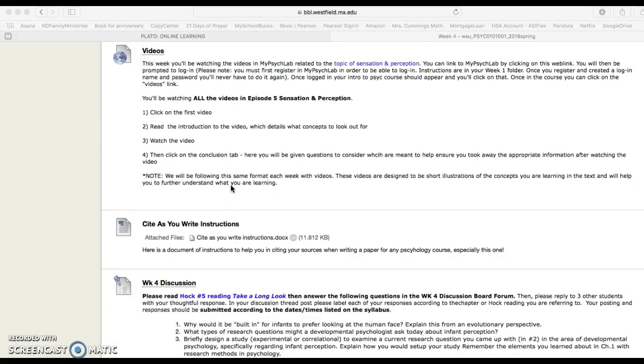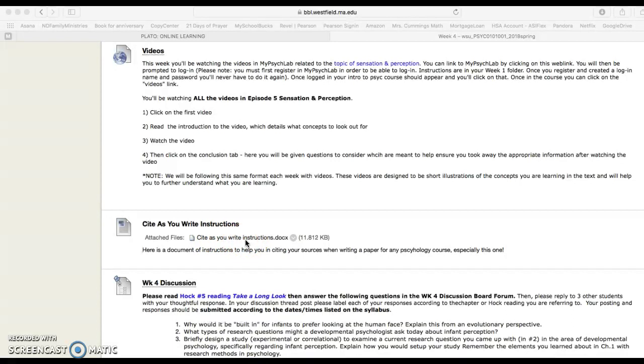I'm also including the cite as you write instructions because I noticed that a lot of people struggled with citations in the discussion board postings. Some people just weren't doing them as you should be. These instructions are not optional. You should be citing in APA style if that's how your professor wants you to cite, and most in psychology are going to ask you to cite in APA style. So if you're a psych major especially, it would be good to get used to it now. If you're graduating and you don't care, I'm sorry, but you still have to cite the way that I would like you to.